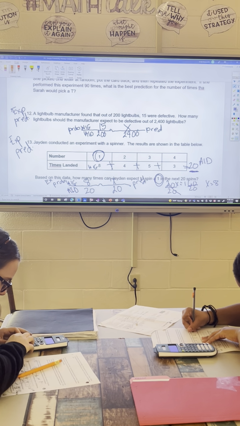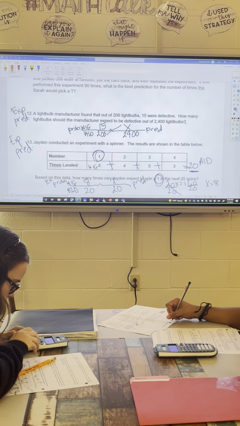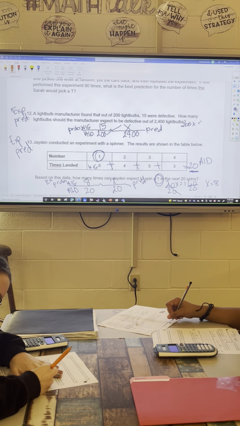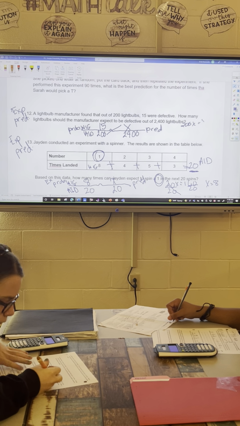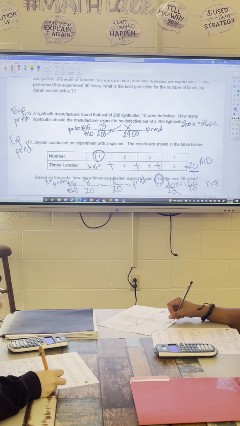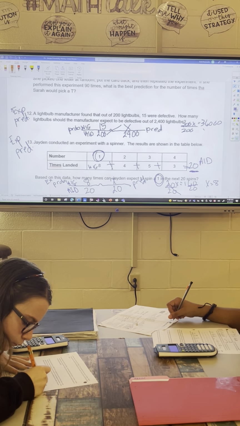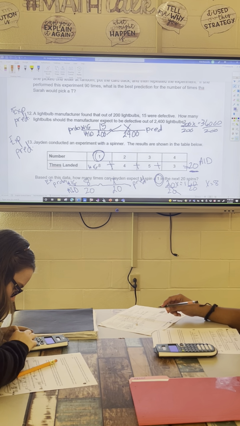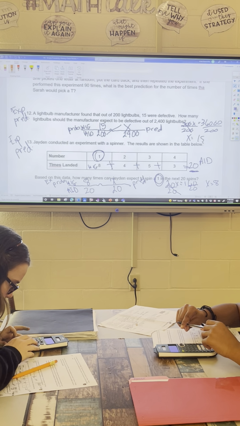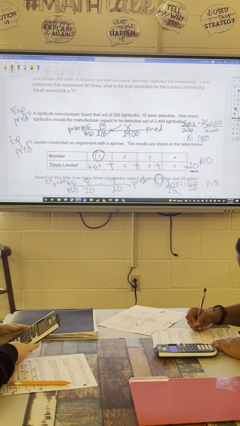Okay? So, when we cross multiply, we get 200x equals 36,000. Divide both sides by 200. And x equals 180. So I can predict that out of 2,400 light bulbs, 180 of them are going to be messed up.